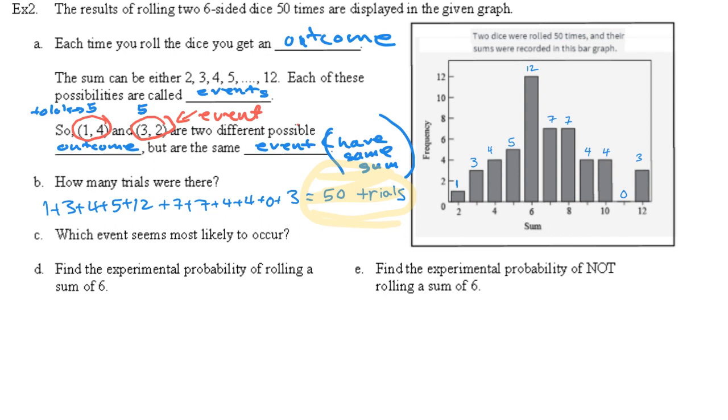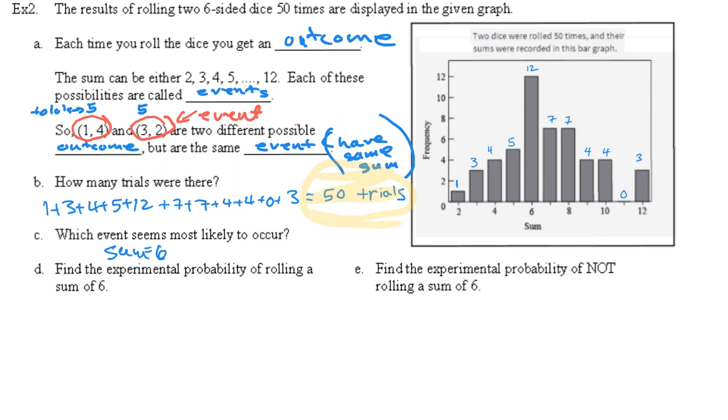Now, when you're looking at this problem, it asks you, which event seems most likely to occur? In this case, you're looking for the tallest bar in our bar chart. In this case, the sum of 6 is equal to 12. All right, so sum of 6 is our most likely event.